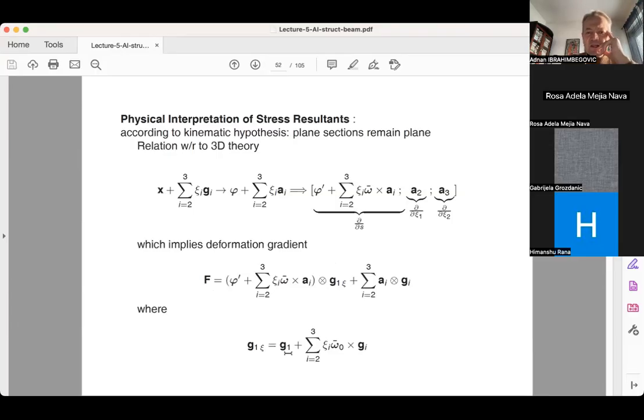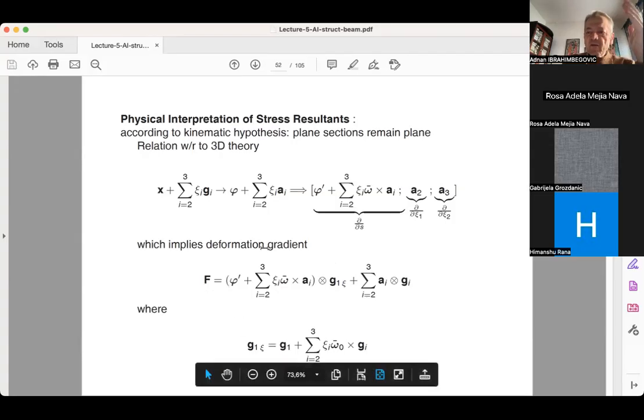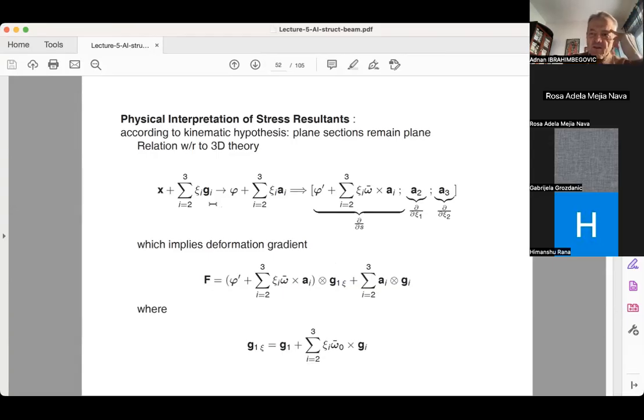So to have a physical interpretation of these stress resultants, I have to look a little bit into 3D developments of the theory. So I have a position vector of any point of the beam inside the cross-section in the initial configuration. This is equal to the position vector of the neutral axis plus xi I, I being 2 or 3, multiplied by the corresponding unit vector g_i.